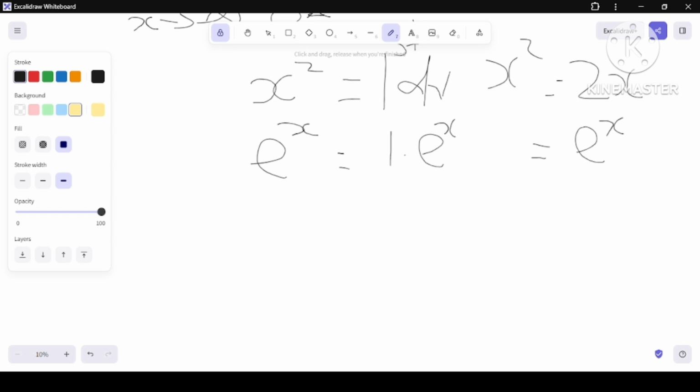Then we still have the limit as x approaches infinity. Now we write the answers that we obtained: we replace x squared with 2x, all divided by e to the power of x, which is the first derivative of the function.